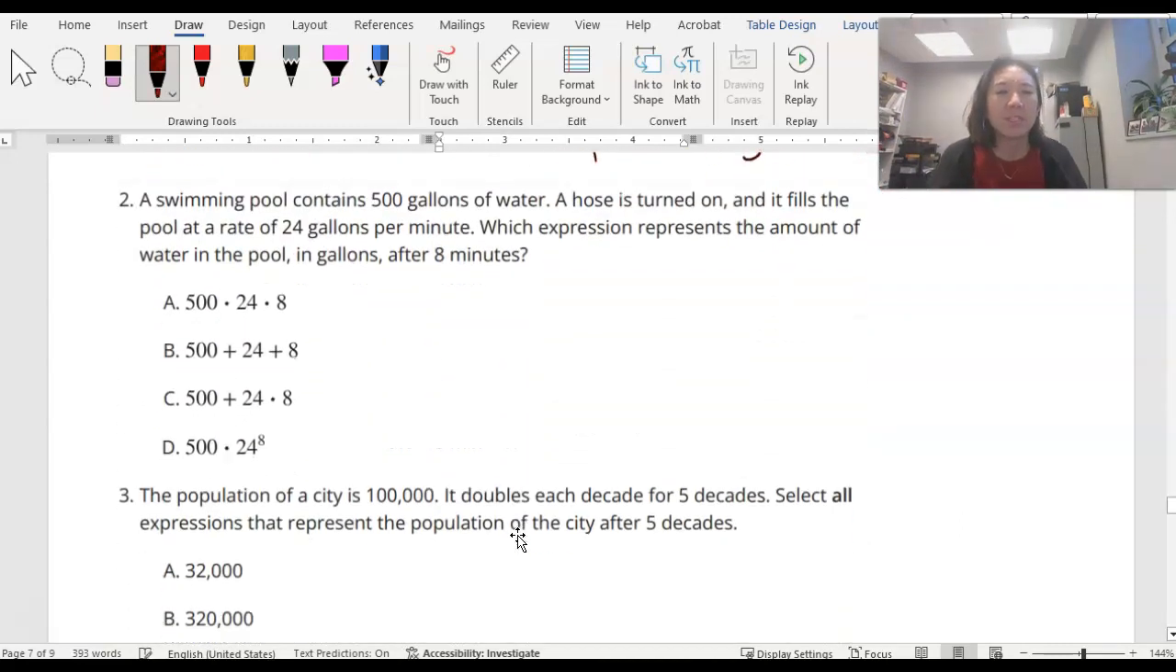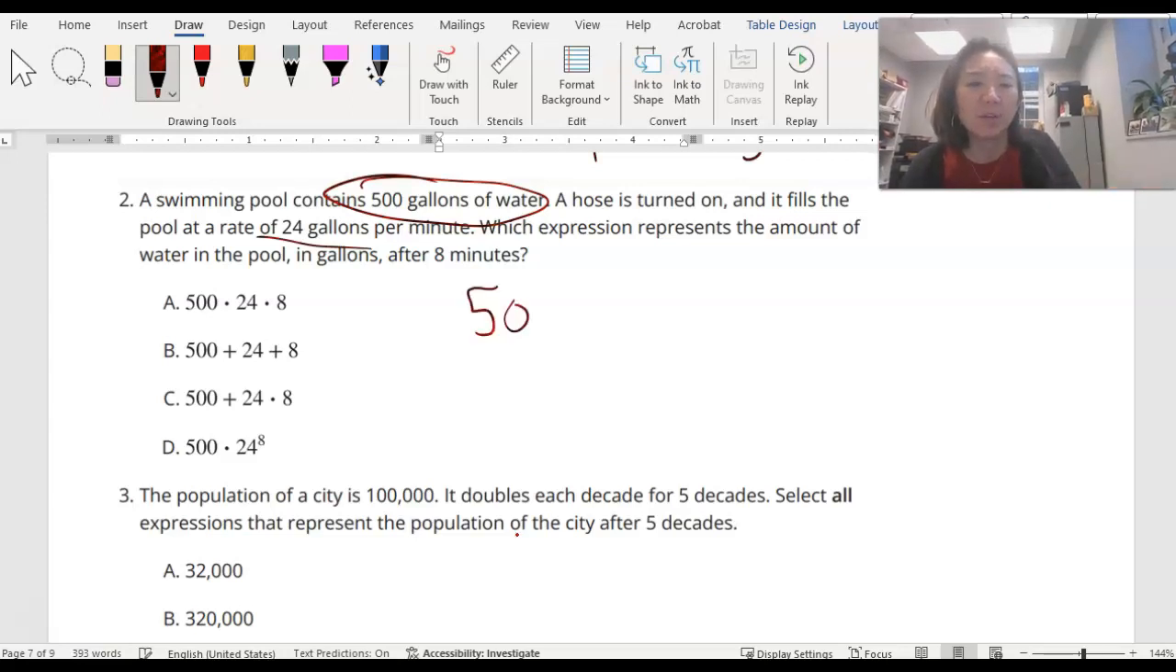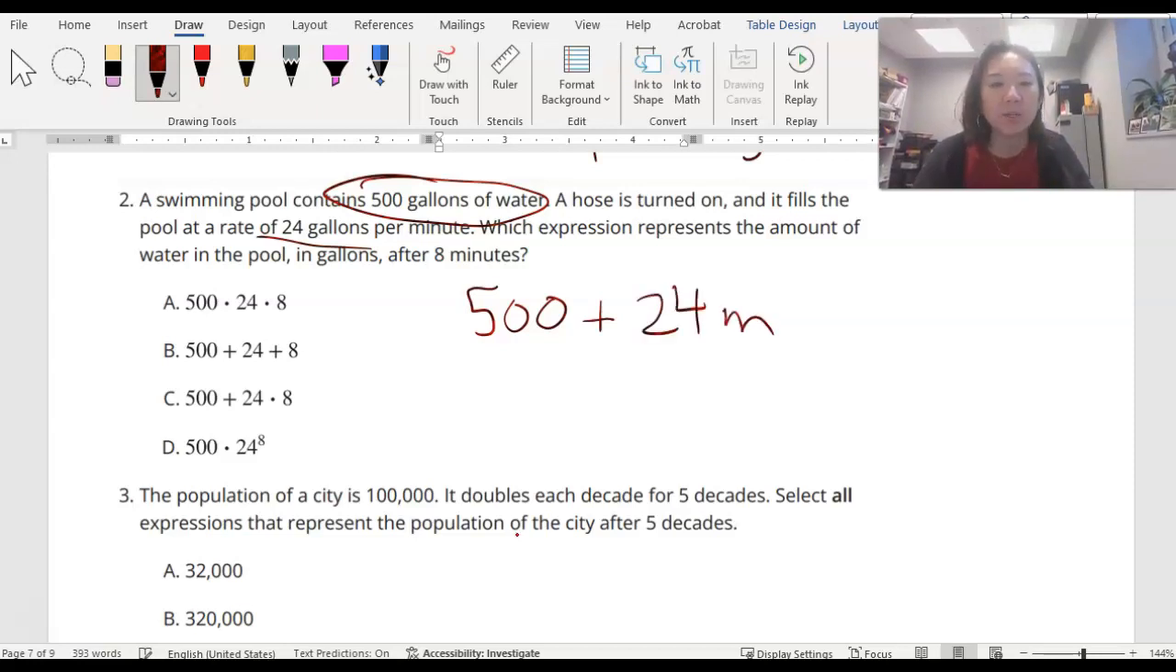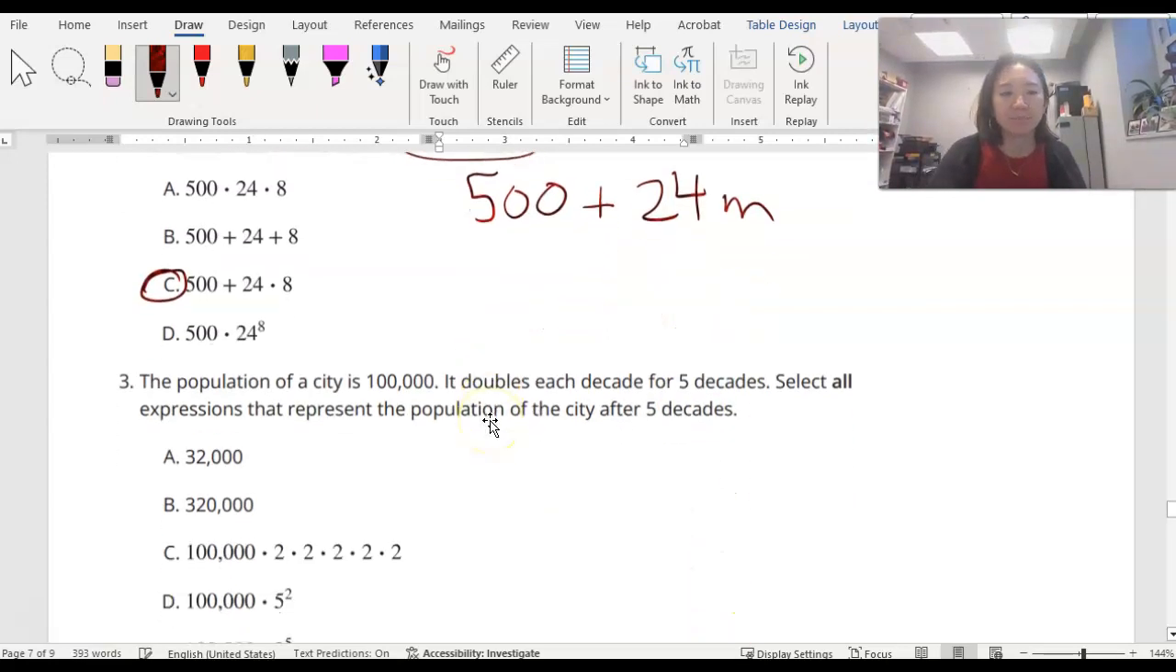All right, a swimming pool contains 500 gallons of water. A hose is turned on and it fills the pool at a rate of 24 gallons per minute. Which expression represents the amount of water in the pool in gallons after m minutes? So this would be 500 plus 24 gallons per minute. This is a linear function. I'm going to be multiplying 24 times m and adding that to our original value, which is 500. So that would be C.